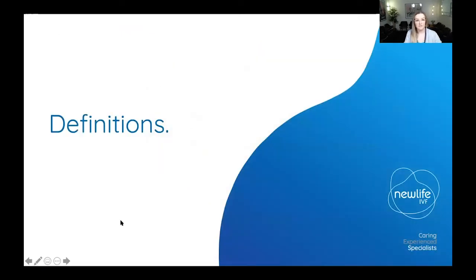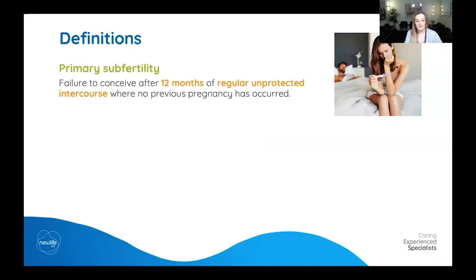So I'd just like to talk about some definitions. There has been a trend recently towards using the term subfertility as opposed to infertile or infertility. And that's because those terms are very black and white. They don't appropriately describe or represent the different spectrum of failure to conceive or difficulty achieving pregnancy. Also, the term subfertility is a much more hopeful one for our patients.